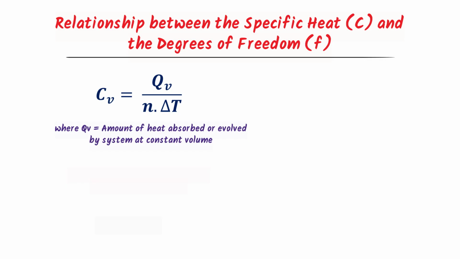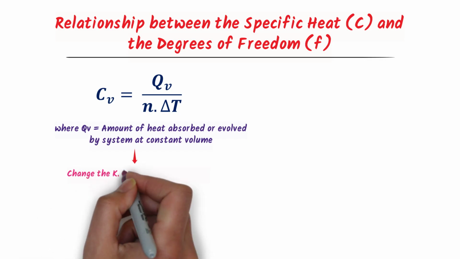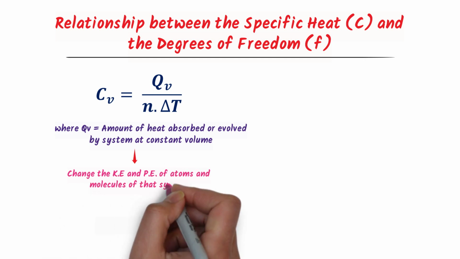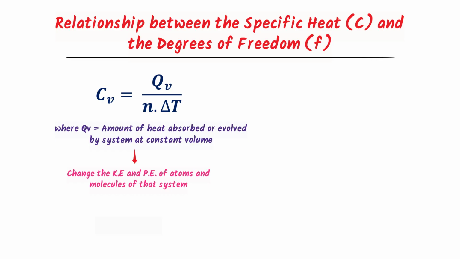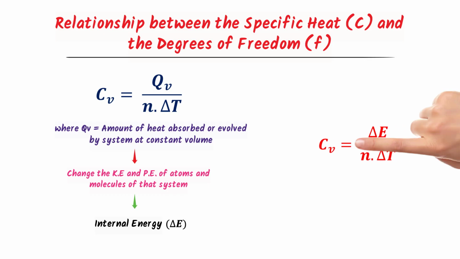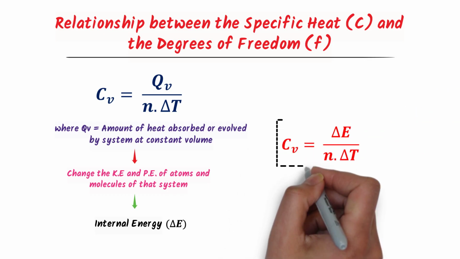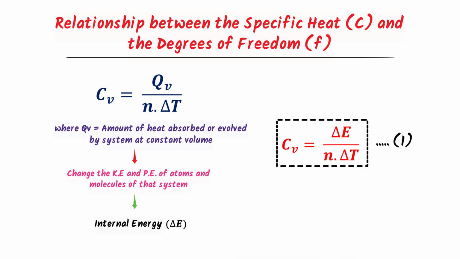As the process is carried out at constant volume, clearly this will only change the kinetic energy and potential energy of atoms and molecules of that system, which in turn will change the internal energy of that system. So we can replace Qv from the above expression by delta E, so Cv will be equal to delta E by n into delta T. Let this be equation first.